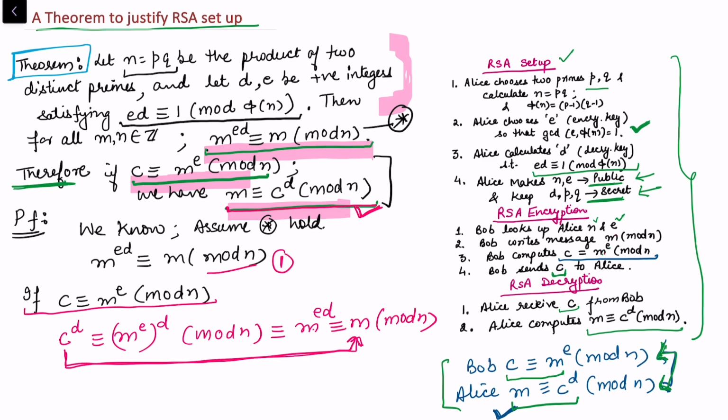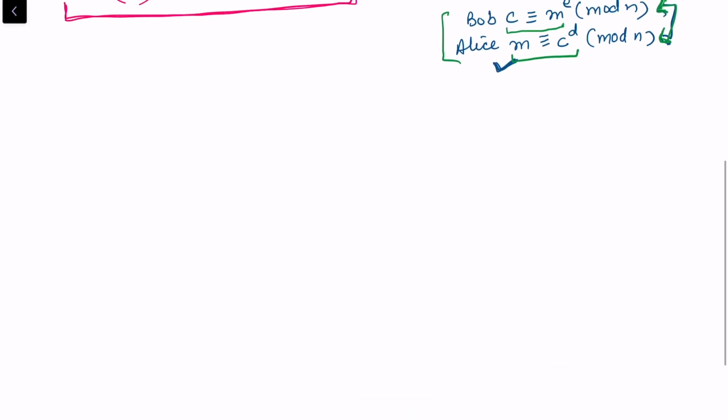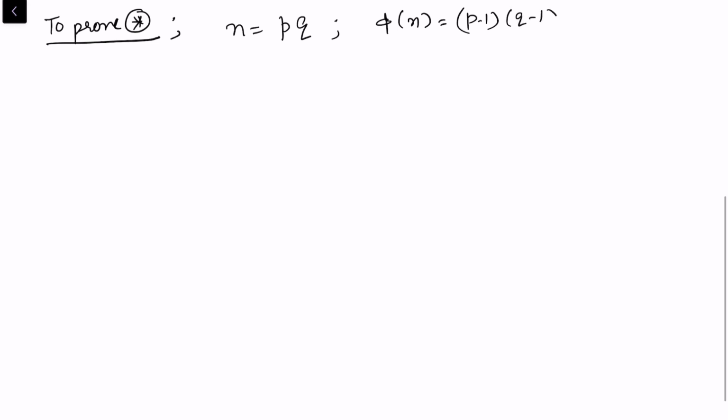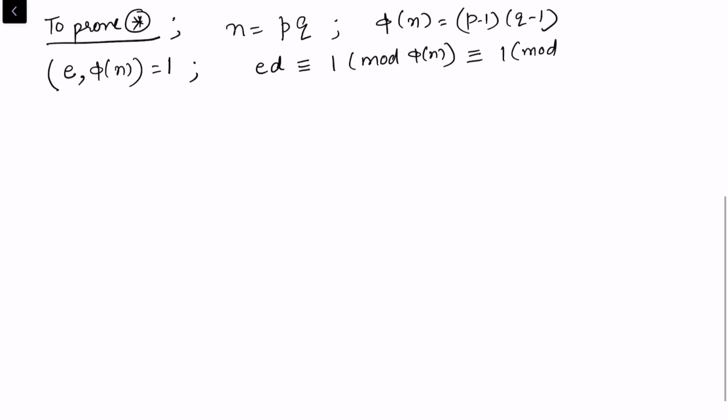Now let's see what the proof is corresponding to the star equation. To prove star, let's see what we have in the setup. We have n, which is the product of two primes, and we have phi n, which is equal to (p minus 1) times (q minus 1). E is selected in a way such that its GCD with phi n is equal to 1, and then we have selected d such that ed is congruent to 1 mod phi n, or we can say this is congruent to 1 mod (p minus 1)(q minus 1).